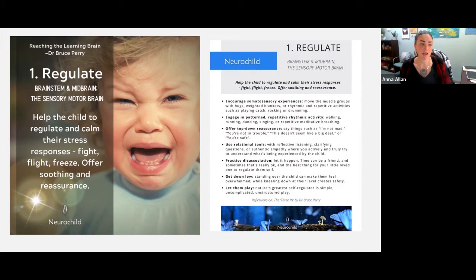But I find that that relational piece is really challenging with our kiddos in care, because that window between being calm and within their window of tolerance and moving into that place of being in a full stress response, that window is very small. So if you try to do that reflective listening or clarifying questions or any of that stuff while they're already in the stress response, you've already lost them, right?